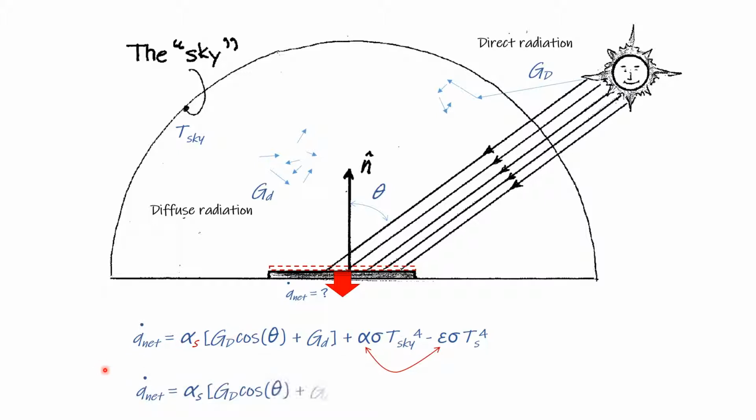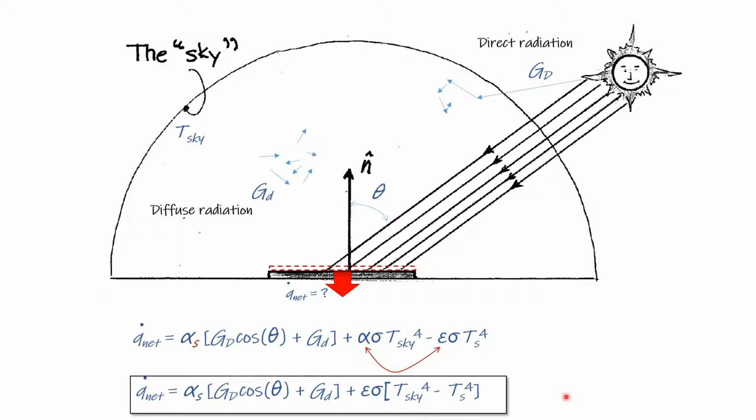So when all is said and done, here's my net radiation flux that I get when I expose a surface to solar radiation. Absorptivity for solar radiation, times the total irradiation from the sun, plus epsilon sigma times T sky to the fourth minus T surface to the fourth. There we go. So in the end, when you have solar applications and you want to know what the net radiation flux is for thermal sources, you can use this good handy plug and chug formula, and life is good.